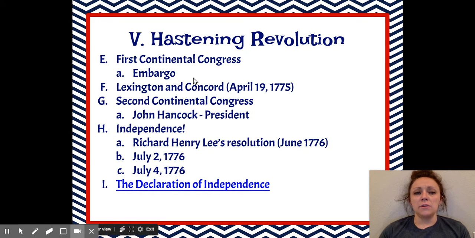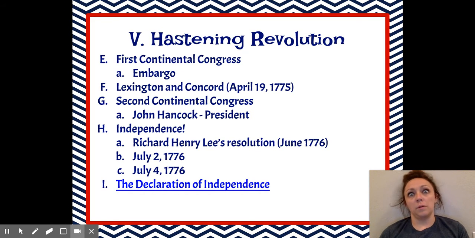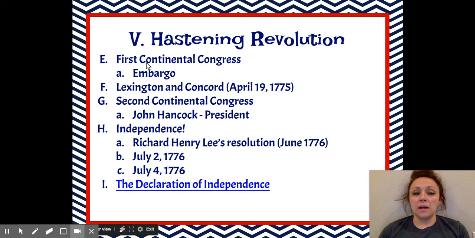Moving on then to the First Continental Congress. So after Great Britain passes the Intolerable Acts, the colonists are kind of like, okay, we got to do something. So what do they do? They meet at the First Continental Congress, and almost all of the 13 colonies send a representative. And the only thing that really comes from the First Continental Congress is that they agree to pass something called an embargo against Great Britain.